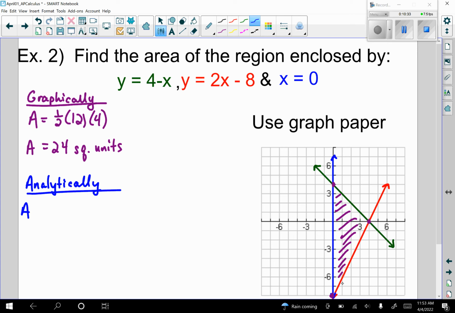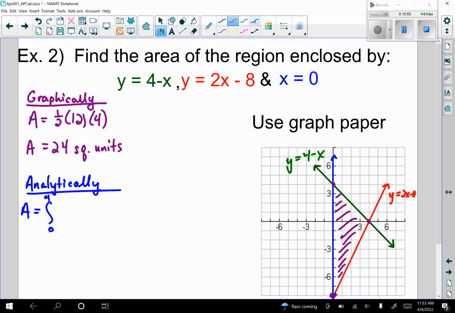We wanted to find this whole region here. We're going to have the integral as we move from left to right go from 0 all the way over to 4. And then our upper curve, the green line here, is y equals 4 minus x, and our red line here is y equals 2x minus 8.